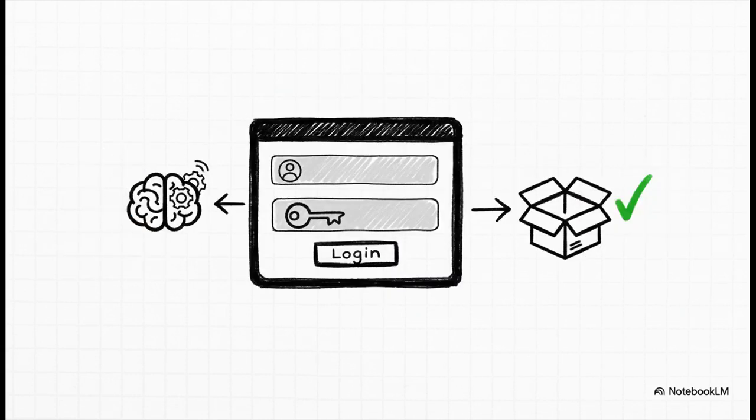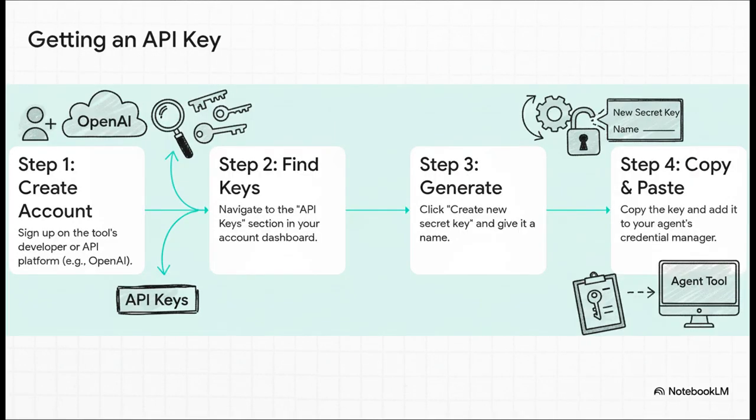So these keys have a technical name, credentials, or API keys. But don't let the jargon scare you off. An API key is really just a unique password for an application. That's it. It's how your agent can prove it has permission to log in and use another program on your behalf. Super simple.